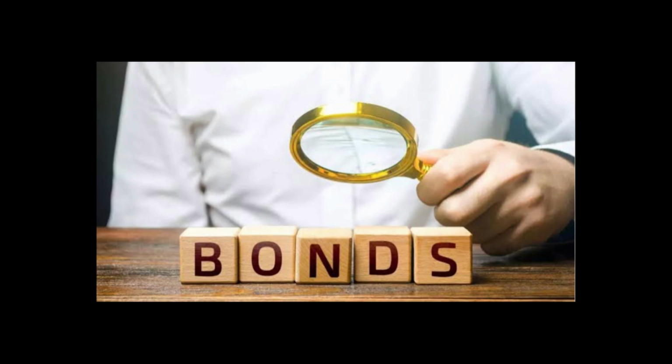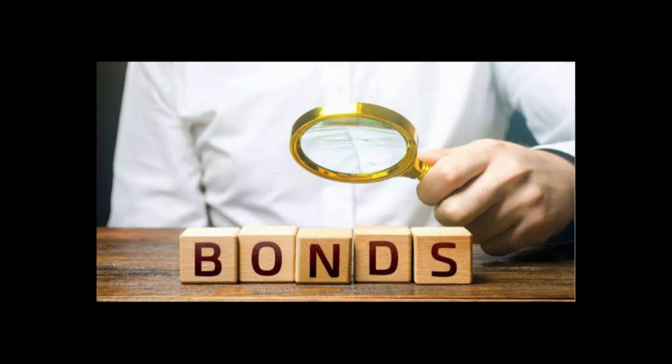Today we are going to learn the topic of debt instruments, which are also known as fixed income securities. Examples of debt instruments are the bond and debenture. Now, what is a bond and debenture? It is actually a loan given by all of us to the company.